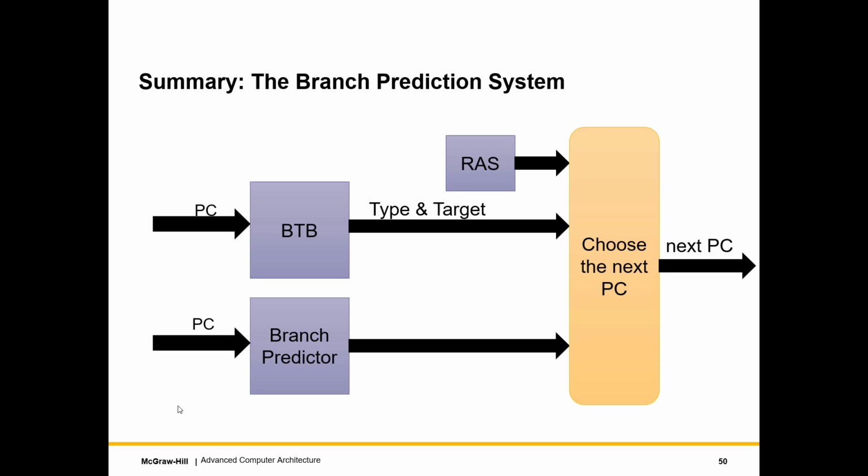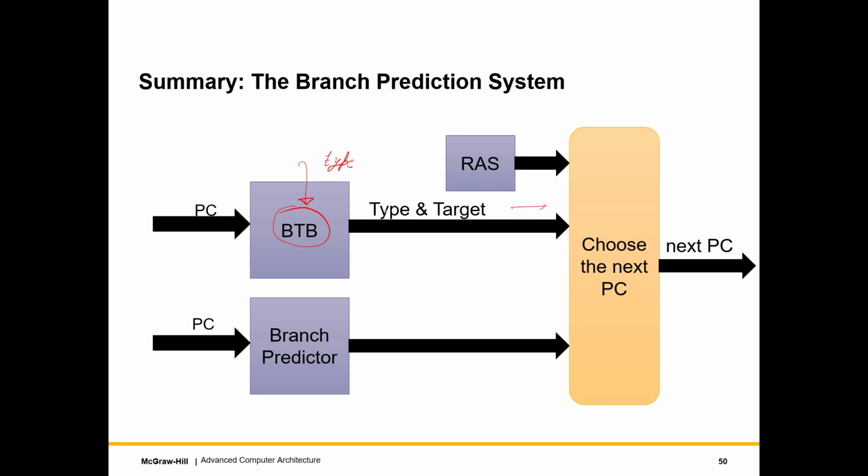Now let us summarize the entire branch prediction system. The BTB is a key structure in the entire system. It has an extremely important role to play. What the BTB does is that for every PC, for certain bits of the PC, it stores the type of the instruction. If it's a branch, what kind of branch, and so on. Additionally, it also stores the branch target. So the type and target are given.